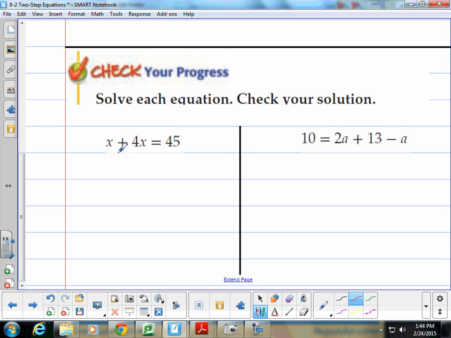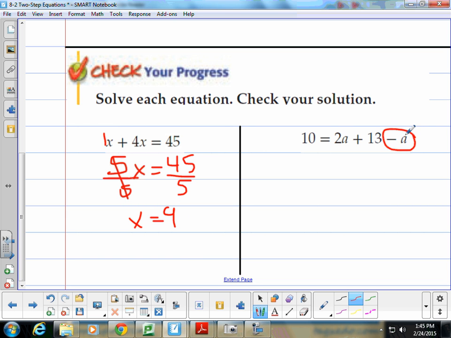Last few, again, combine like terms. That's a 1x plus 4x. Pause me before if you want to try it and then come back. You get 5x is equal to 45. Inverse of multiplication is division. So you see x is equal to 9. Plug it back in to check.